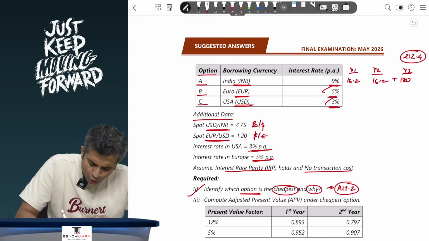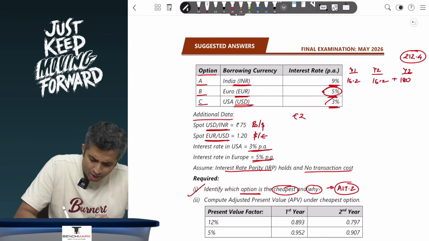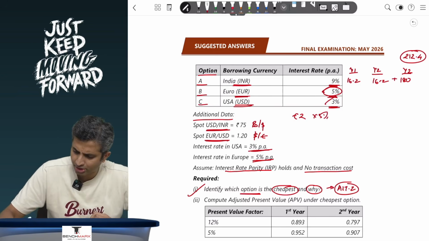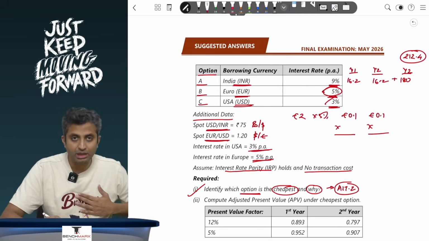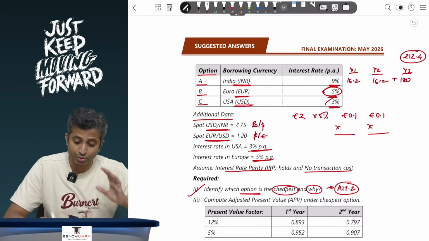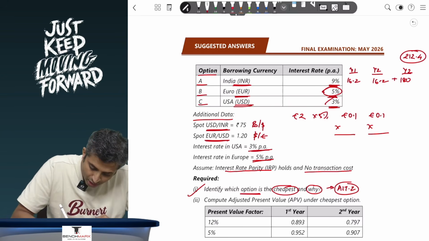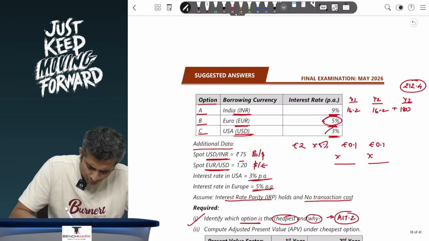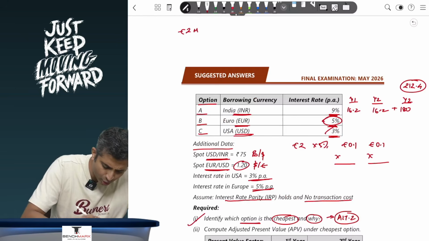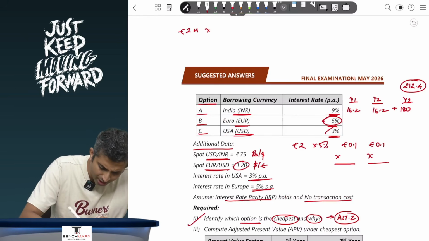Now, when you go to the Euro borrowing, well, you will borrow 2 million euros. Now, at the rate of 5%, your interest will be 2 million euro into 5% comes to 0.1 million euros in the first year, 0.1 million euros in the second year. But I'm an Indian company, I want to find a rate in rupees, and hence I'll have to find a forward rate. Similarly, when I look at the dollar borrowing, I would say that, well, you know what, the spot rate is 1.2, so maybe there's 2 million euros I need in dollars.